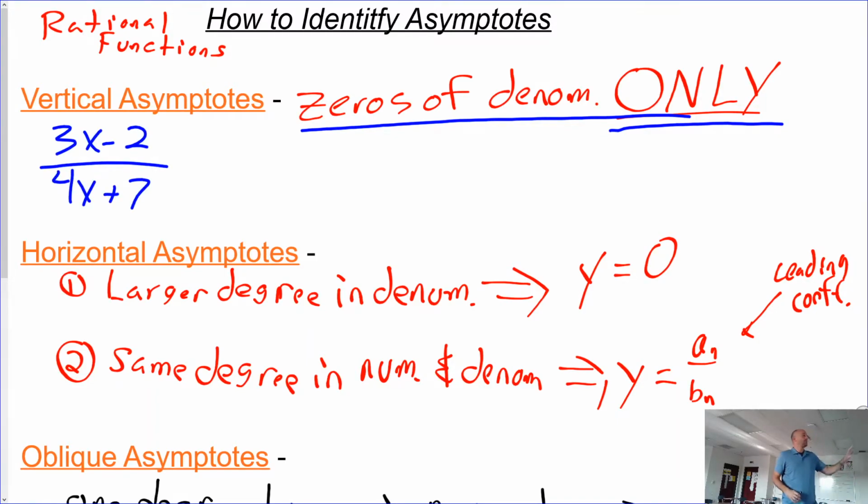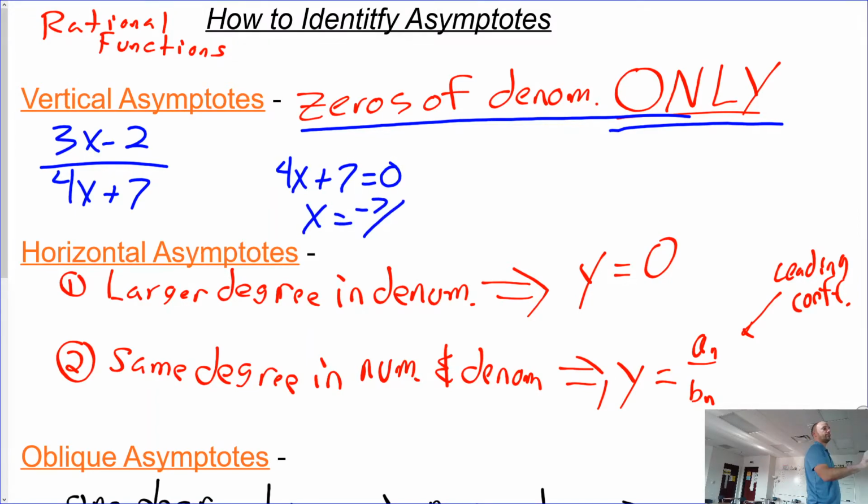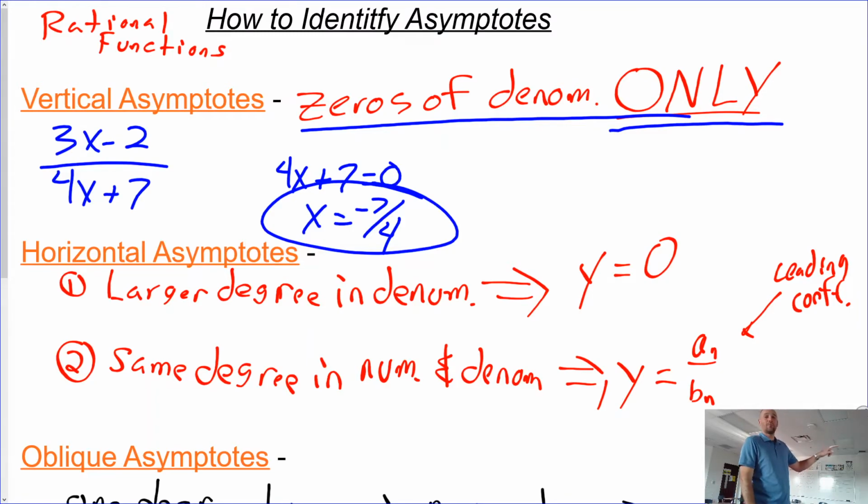All right, so for this example, zeros of the denominator only is what you're looking for vertical asymptotes. So I just set the denominator equal to 0 and solve. That's going to be the vertical asymptote. That value of x does not make the numerator equal to 0, only the denominator. So there's a vertical asymptote, and we would write capital V, capital A for short, vertical asymptote.